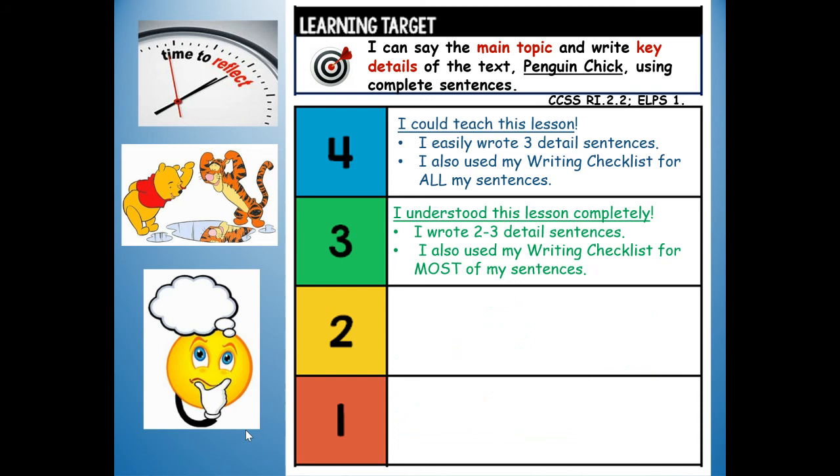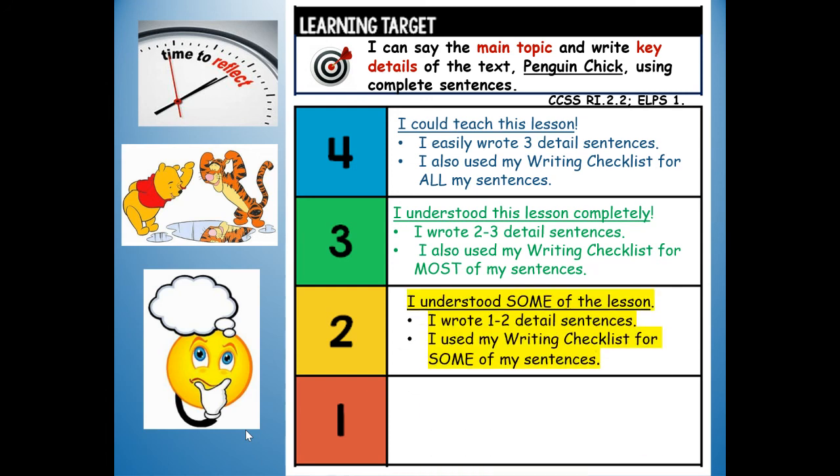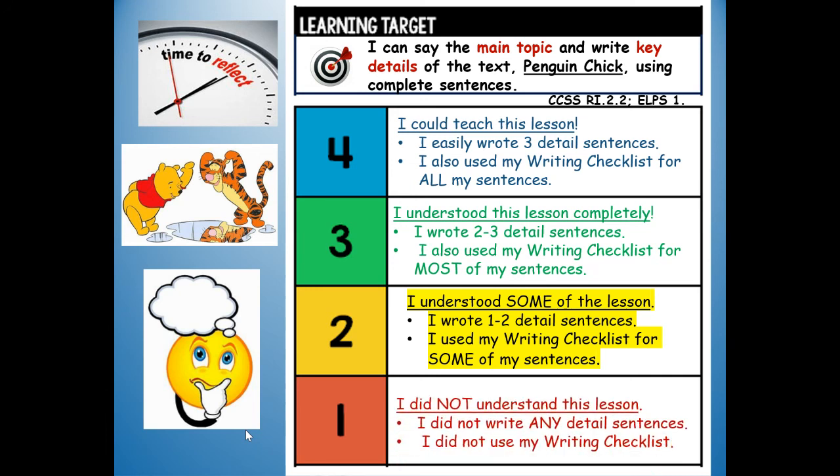Or would you give yourself a 3? I understood this lesson completely. I wrote 2 to 3 detailed sentences. I also used my writing checklist for most of my sentences. If so, give yourself a 3. Or would you give yourself a 2? I understood some of the lesson. I wrote 1 to 2 detailed sentences. I used my writing checklist for some of my sentences. If so, give yourself a 2. And then finally, 1, I did not understand this lesson. I did not write any detailed sentences and I did not use my writing checklist.